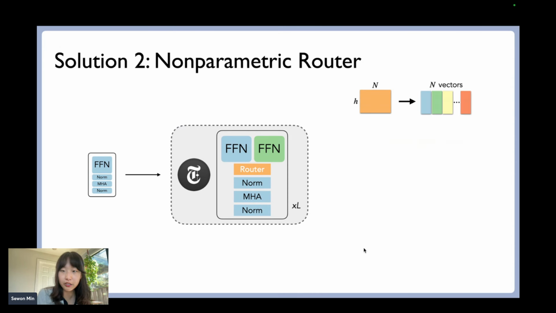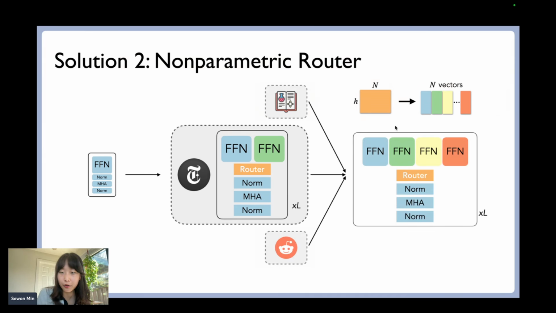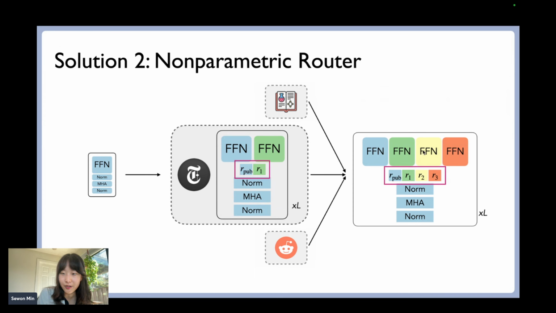What we can do is decompose this matrix into N number of H-dimensional vectors like this. So if we look at the final model, this router can be decomposed into 4 vectors, where each vector is H-dimensional, and each vector corresponds to an expert. We have a blue router vector that corresponds to this blue FFN, a green one that corresponds to the green FFN, and so on. I'll just call it a router embedding from now on.